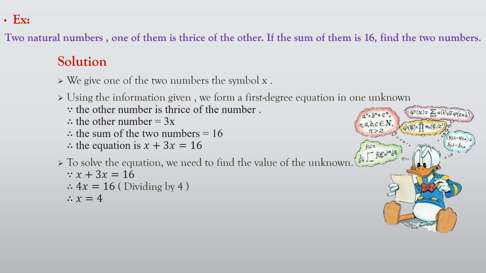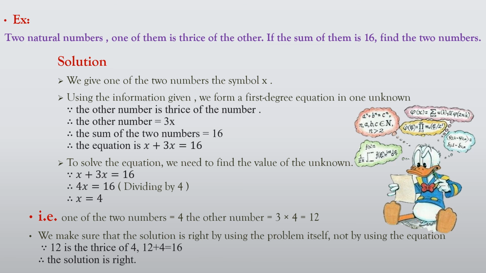Therefore, the sum of the two numbers equals 16. Then the equation is going to be x plus 3x equals 16. To solve the equation, we need to find the value of the unknown. Since x plus 3x equals 16, therefore 4x equals 16. We are going to divide both sides by 4. Therefore, x is going to equal 4.